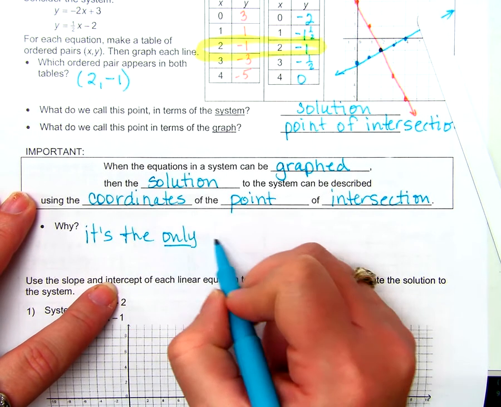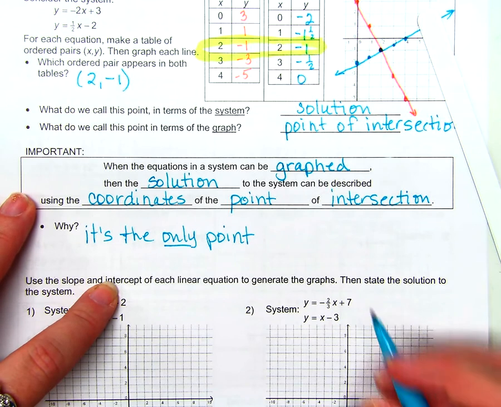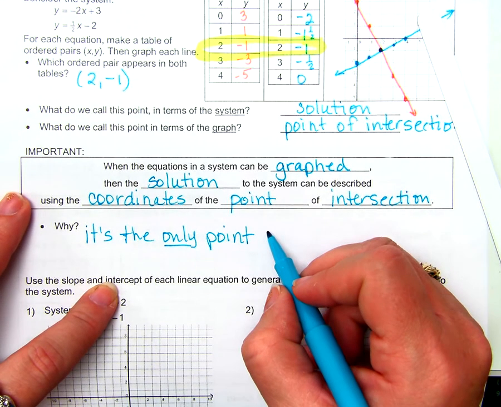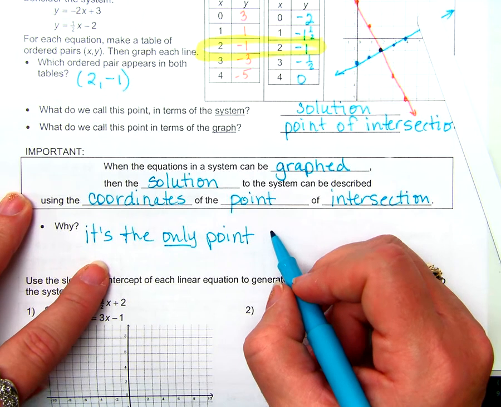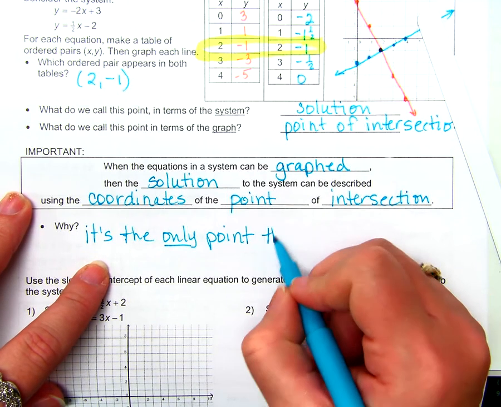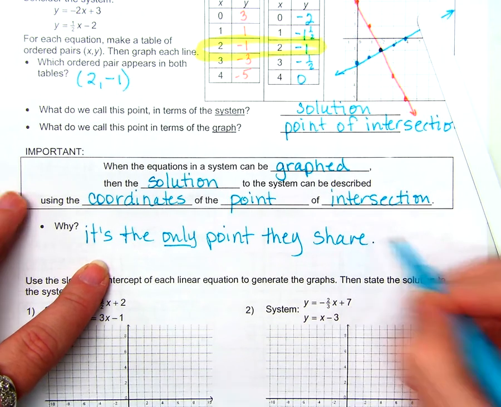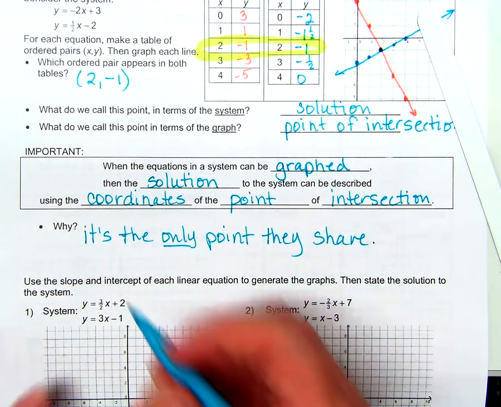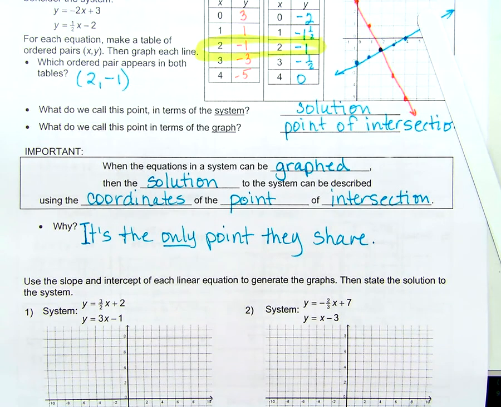Because you can plug the points into the equation. What do you think? It's the only point that they share. Oh my goodness, that should be a capital I. Sorry about that. It's the only point they share.